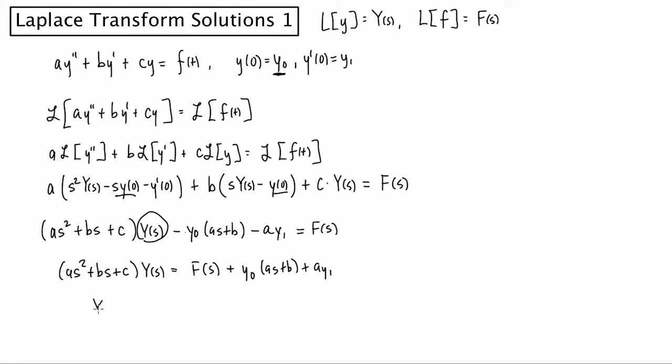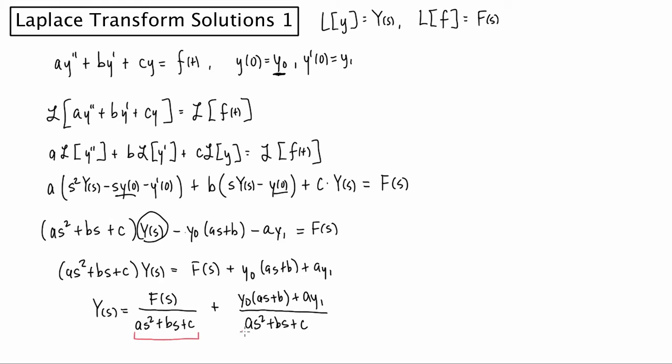And then finally, when I go to solve for Y of s, that's equal to, I'm going to break it up into two pieces. First, I'm going to take the F of s and divide by a s squared plus b s plus c, plus, and then the second term that we have here, I'm going to divide it also by a s squared plus b s plus c. So there's two parts that end up here. There's this part, and there is this part.